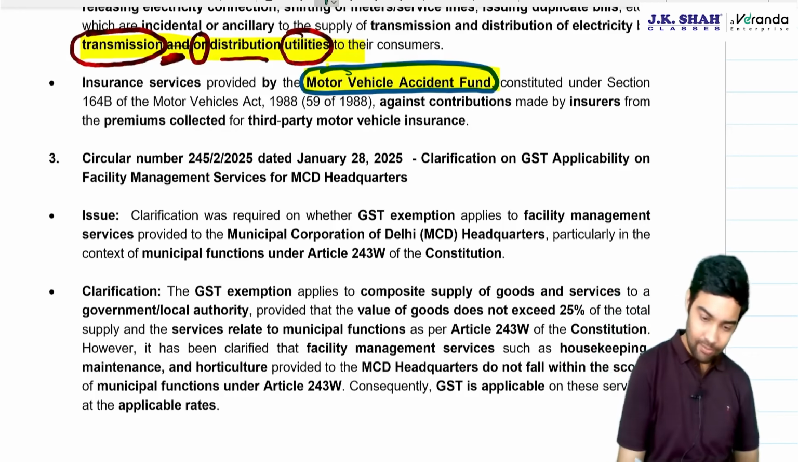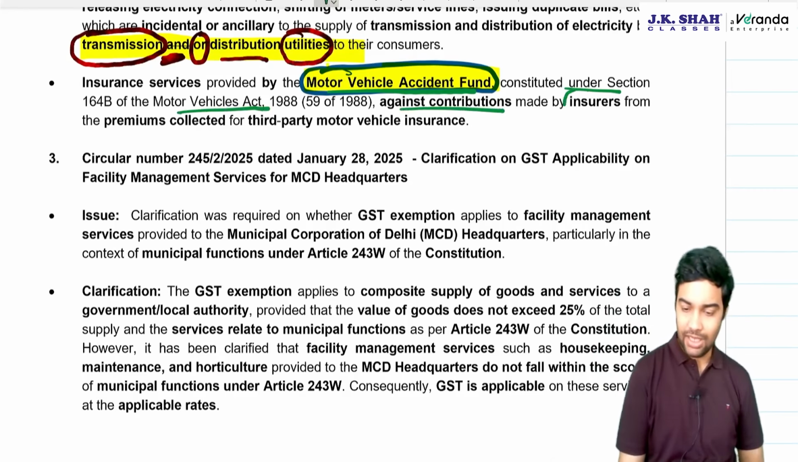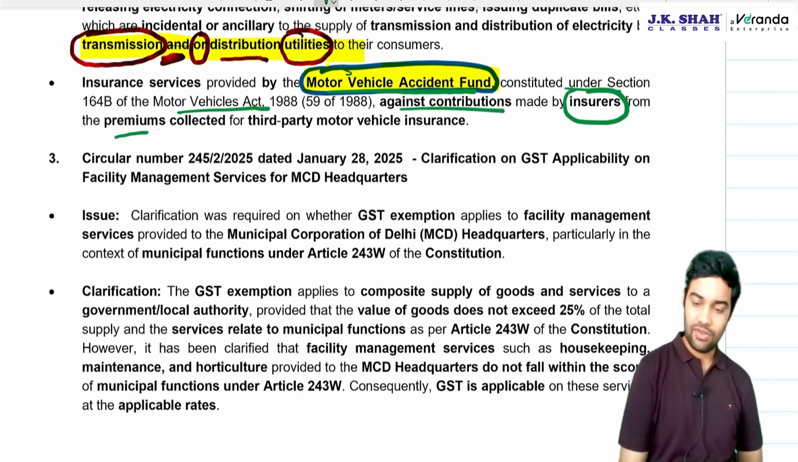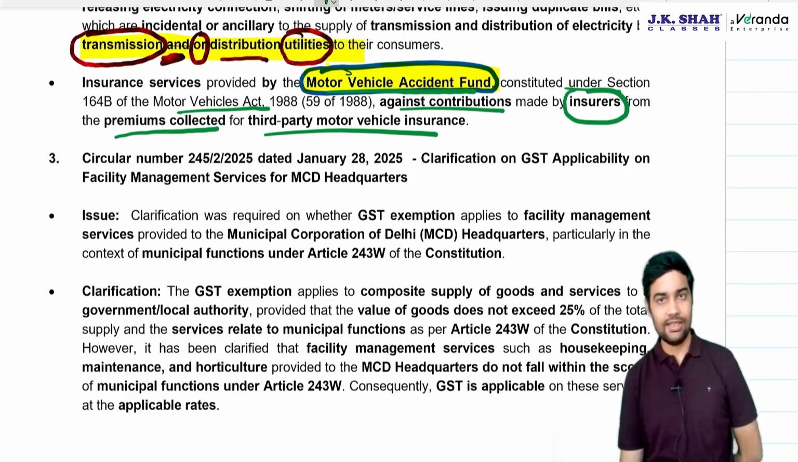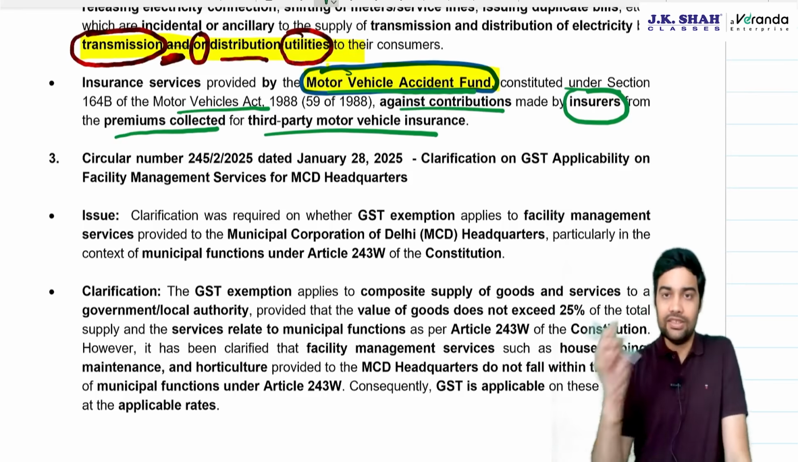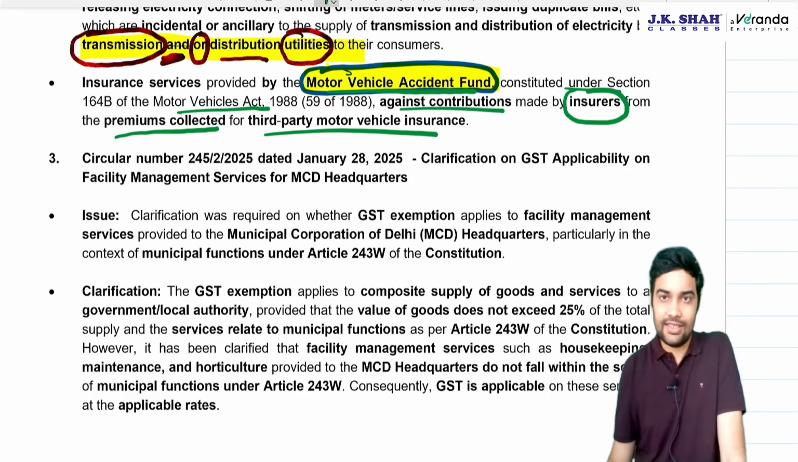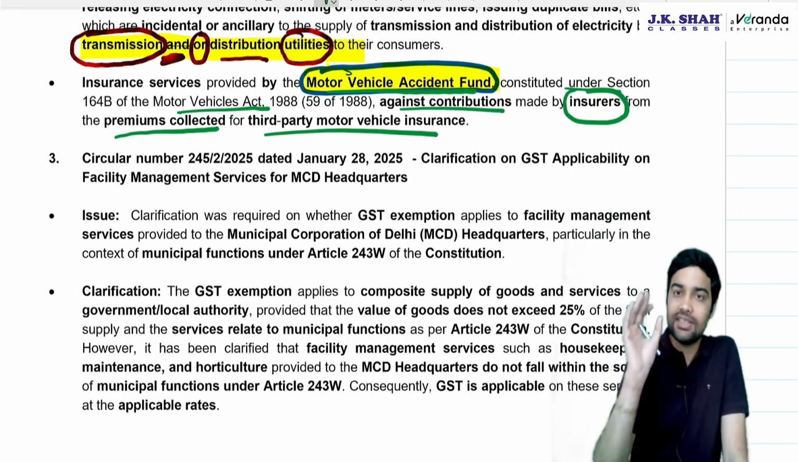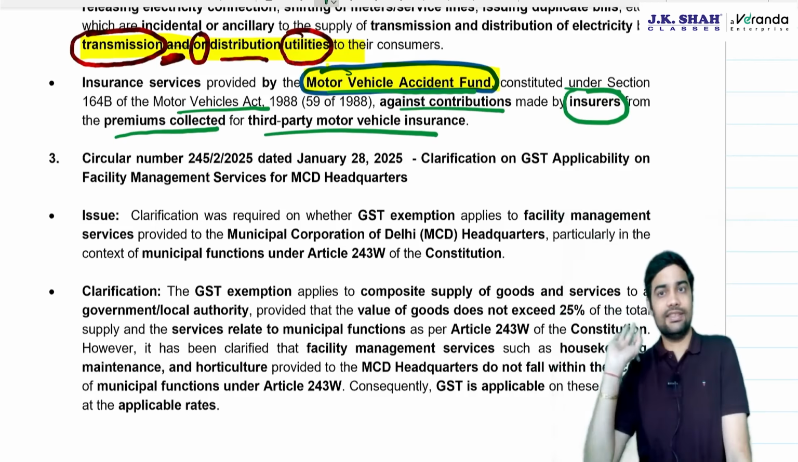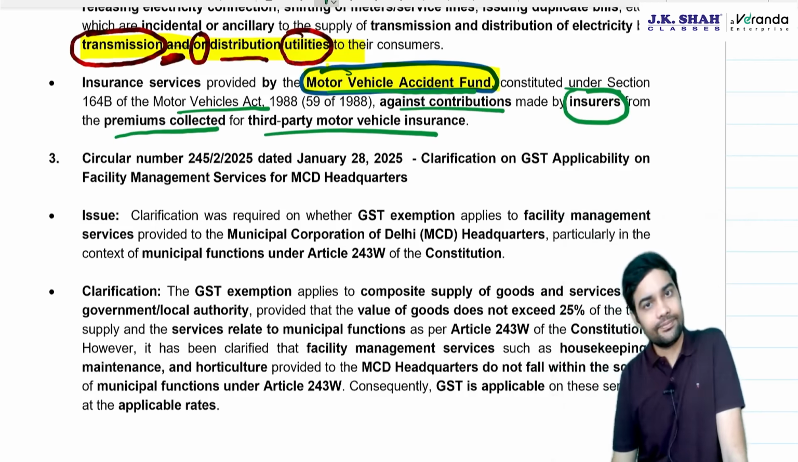Service provided by Motor Vehicle Accident Fund, constituted under the Motor Vehicles Act, against contribution by insurers from the premium collected for third party vehicle insurance. So insurers contribute some premium to this fund. Whatever the fund is collecting, whether GST will apply on that? The answer is no. GST will not be applicable. Clear?